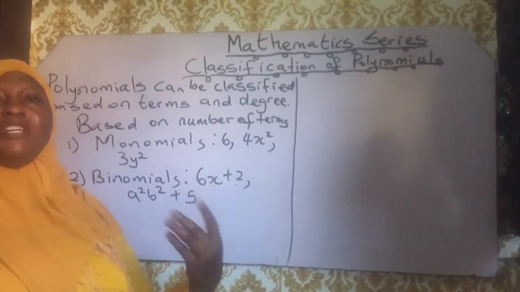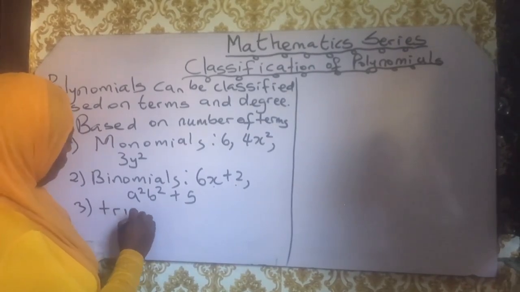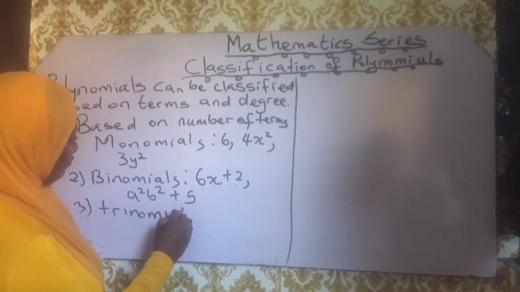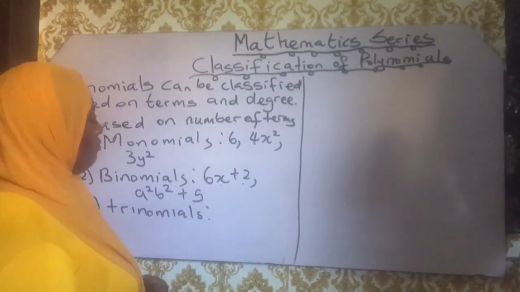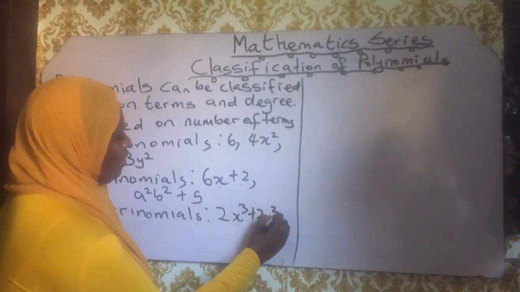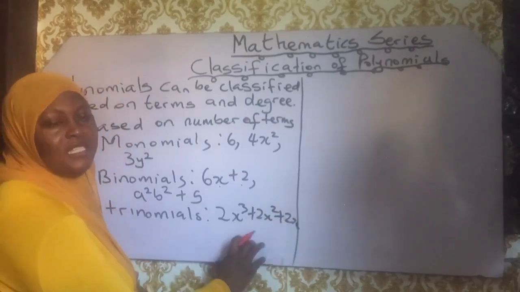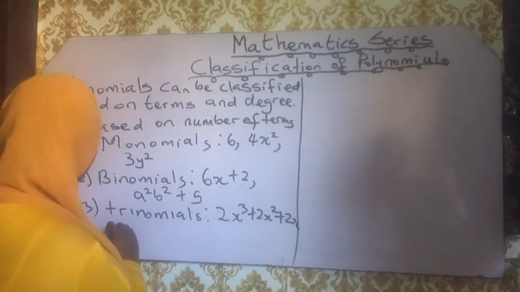Then we also have trinomials. Trinomials are made up of three terms. For example, 2x cubed plus 2x squared plus 2x. This is a trinomial.